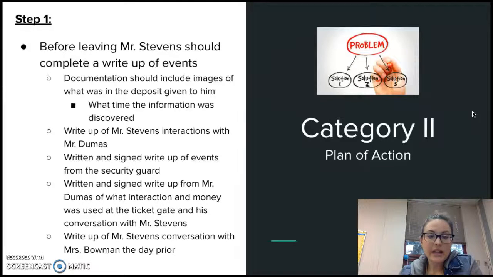We would also like a signed write-up from Mr. Dumas saying that he did use the $50 bill, and his conversation with Mr. Stevens. We would also like to have a write-up from Mr. Stevens about the conversation that happened with Mrs. Bowman the day prior about the PTA sponsoring her daughter.